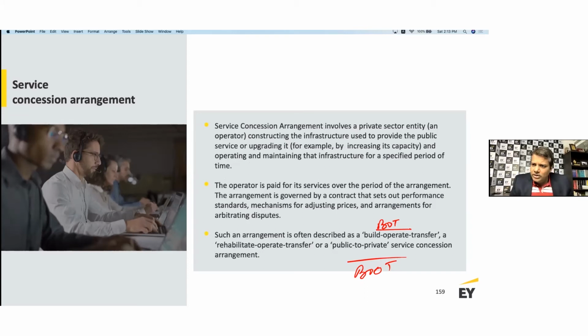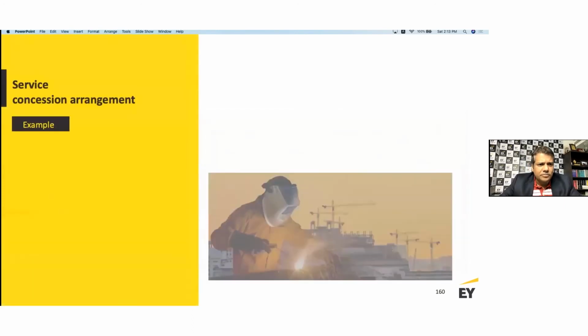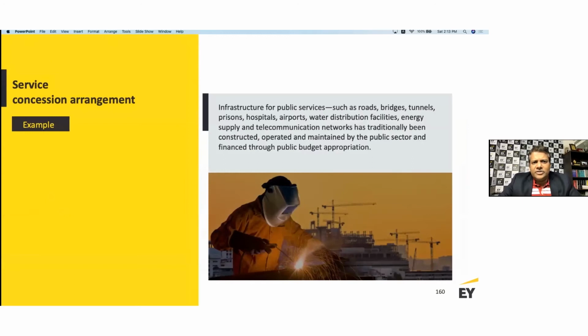Under those contractual terms, the payment could come from the government or from the user of the asset, in a public-to-private service concession arrangement. An example is infrastructure for public services such as roads, bridges, tunnels, prisons, hospitals, airports, water distribution facilities, energy supply and telecom networks, which has traditionally been constructed, operated, and maintained by the public sector and financed through public budget appropriations.